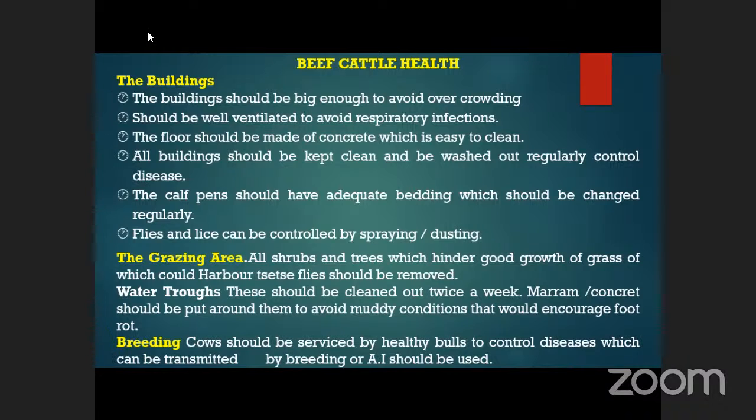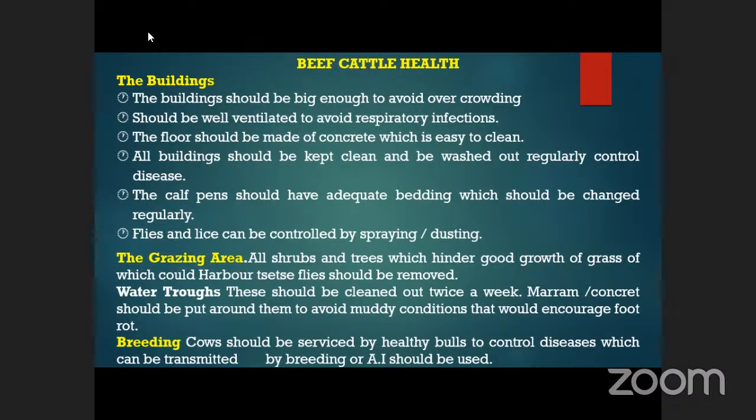Okay, thank you. So, the buildings of the animals should be put into consideration. Buildings should be big enough to avoid overcrowding. When you put maybe 10 animals into a very small room, they will keep on fighting. When they are fighting, they cause wounds on themselves, on their skins. They could even break the walls of the building. They will damage the building. So you have to make sure that you correct that.